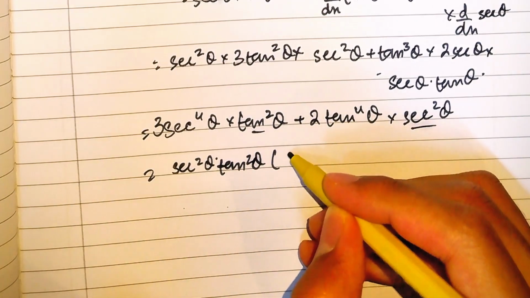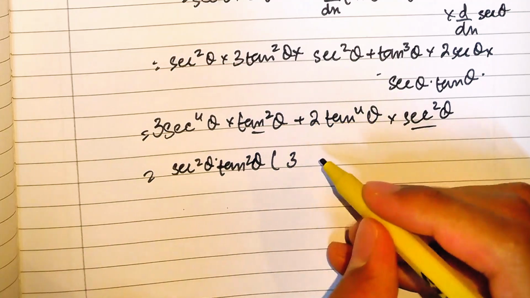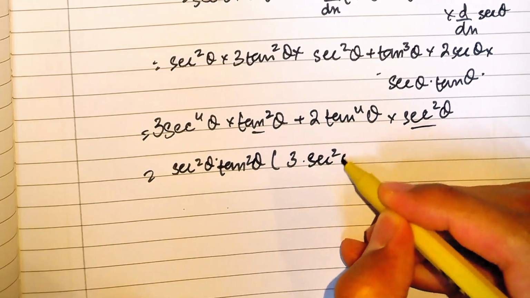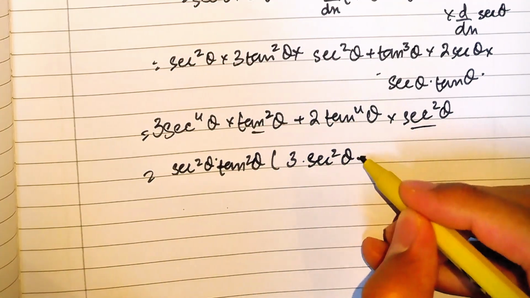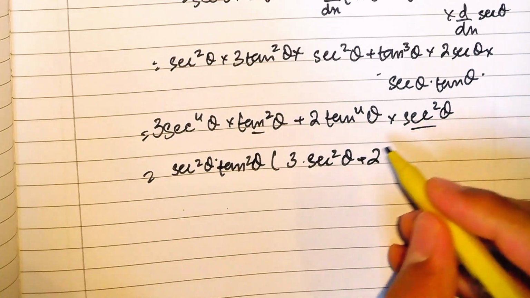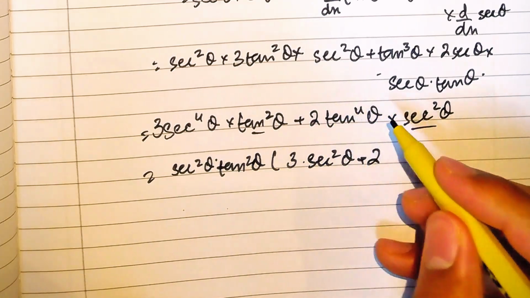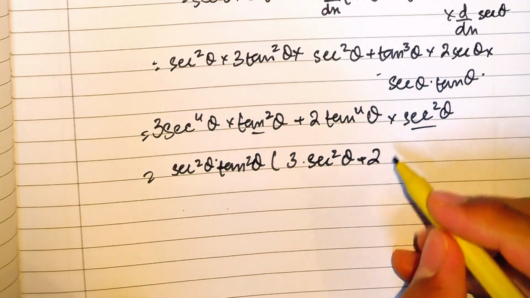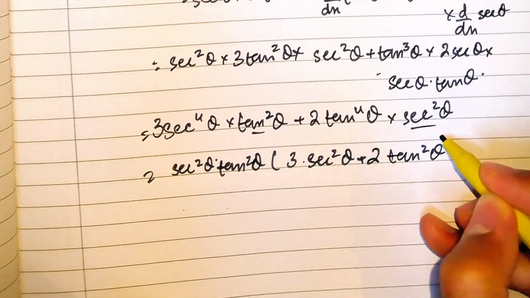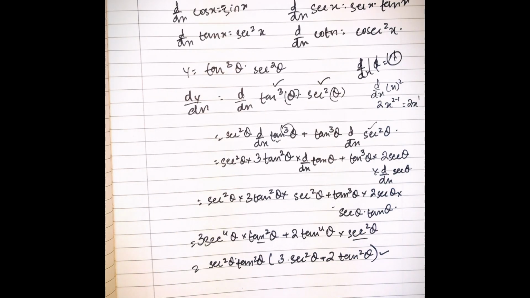So we are left with 3 secant 4 theta divided by secant square theta gives secant square theta, and tangent square theta is cancelled, plus 2, secant square theta and secant square theta are cancelled. Tangent 4 theta divided by tangent square theta would give us tangent square theta. So this is the final derivative of tangent cube theta dot secant square theta.